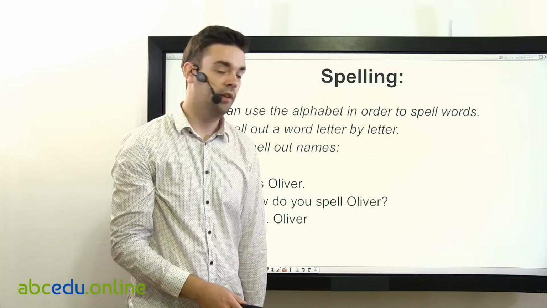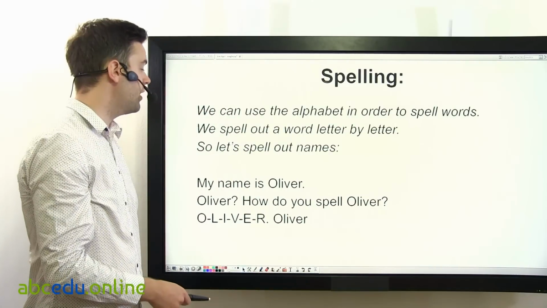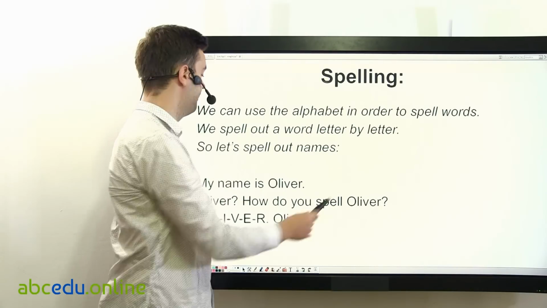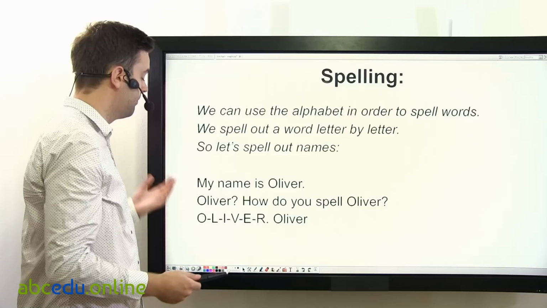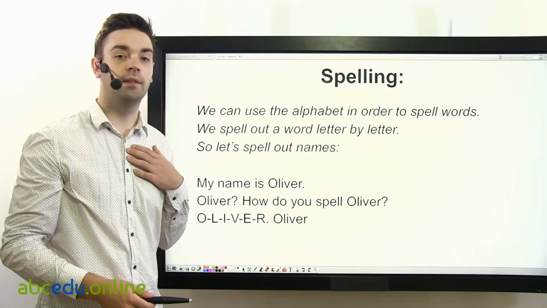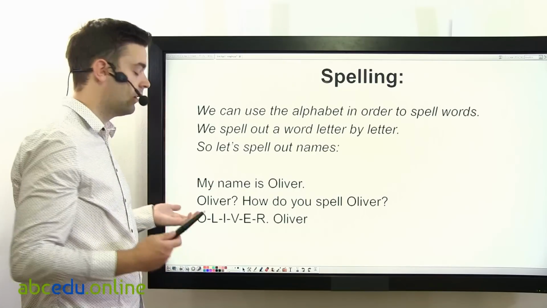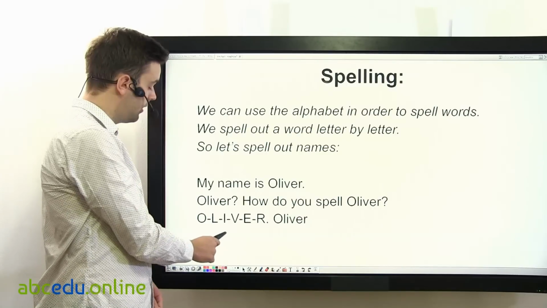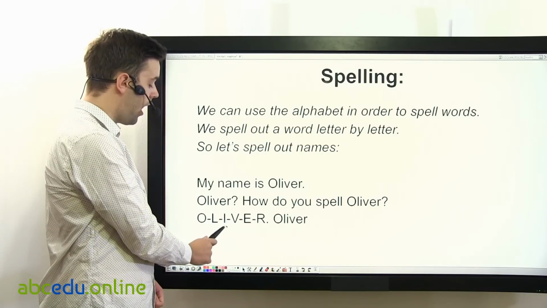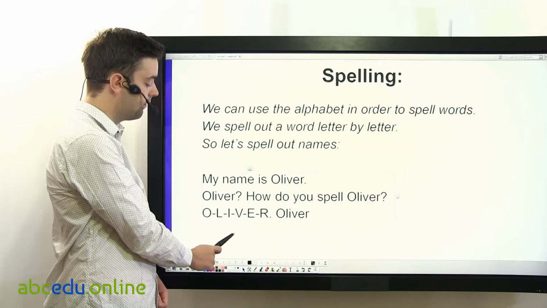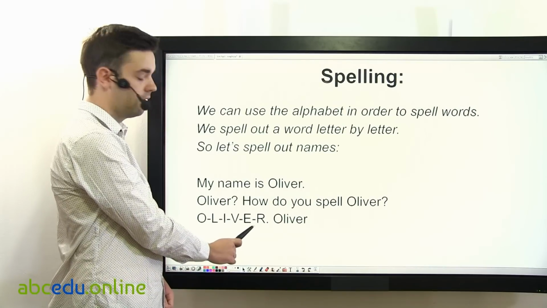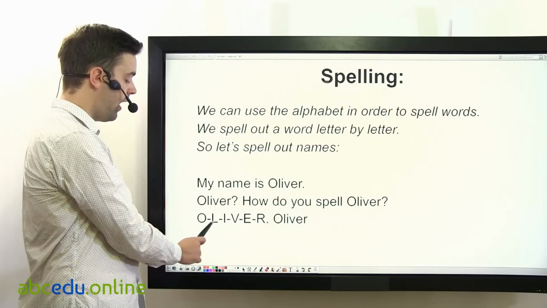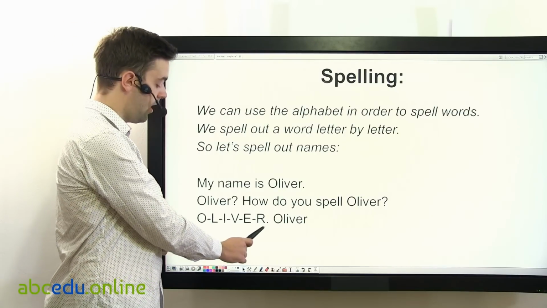Okay, so we can use the alphabet to spell words. When we spell out a word, we do it letter by letter. So let's spell out some names. My name is Oliver. How do you spell Oliver? O. L. I. V. E. R. Oliver.